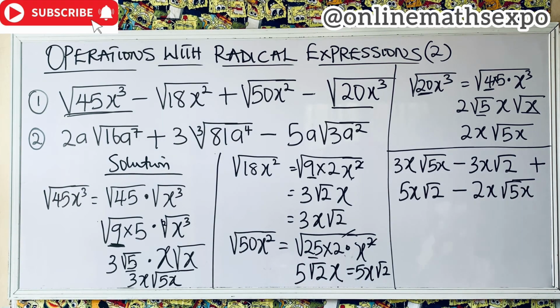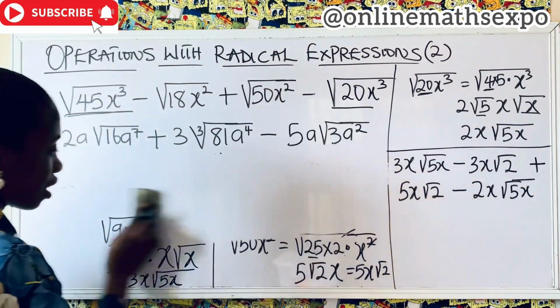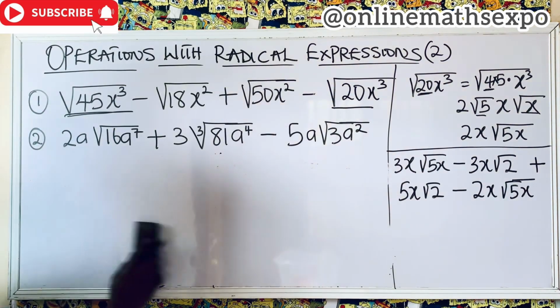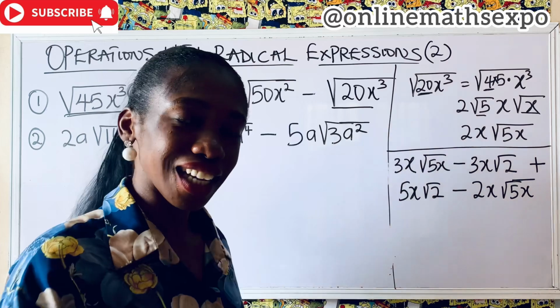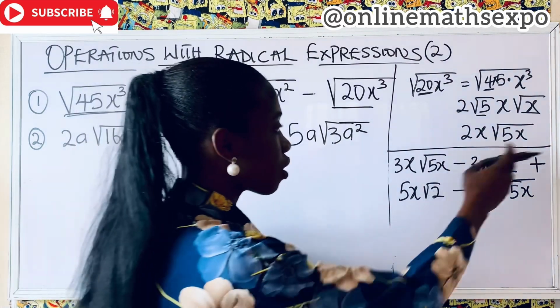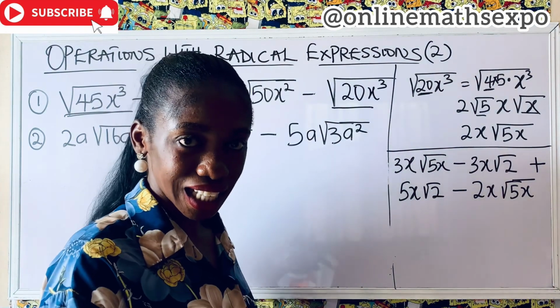So what do you do at this point? What we are going to do now is to gather them together. The ones that are like terms, obeying the rules, okay? The rules we've already treated, I will leave the link in the comments. So the like terms here are the ones with the same radicals and indexes.